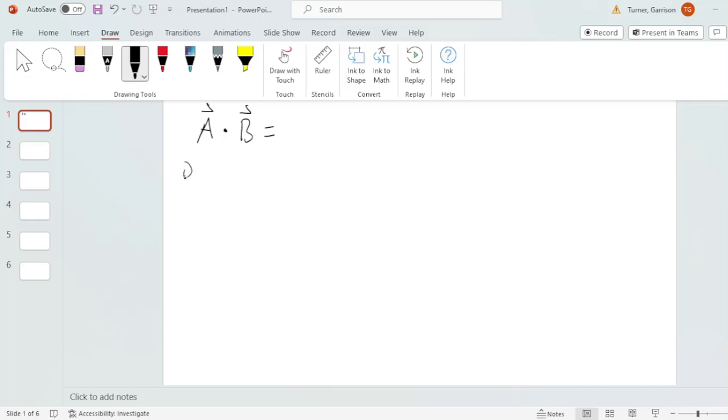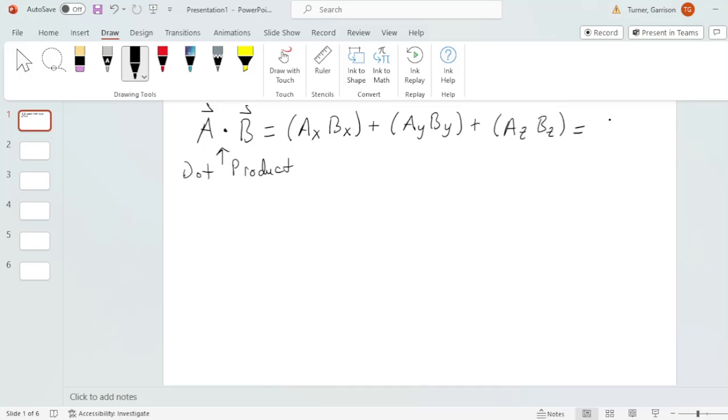So for the dot product, what this means is, I'm going to take the x components of my two vectors and multiply them together, and then I'm going to add the product of the y components, and then add to that the product of the z components if there are any. And so the result is a number.